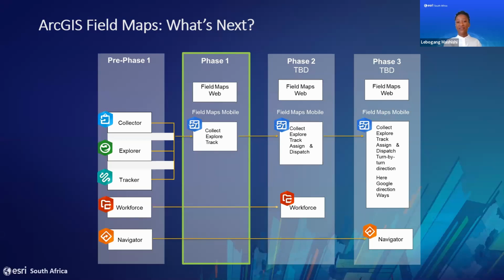Currently, we are sitting at phase 1. Phase 1 means you have access to ArcGIS Field Maps as an application, and the capabilities that you have currently are the capabilities from the Collector application, the Explorer application, as well as the Tracker application.